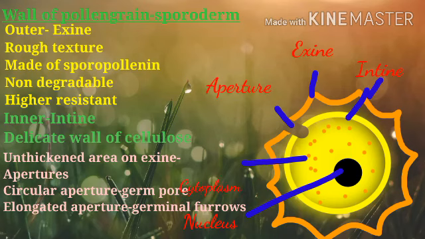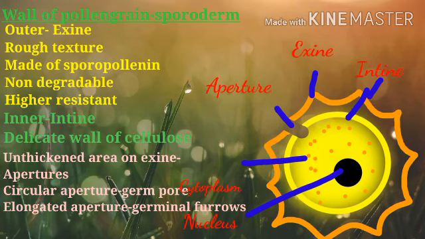Next, let us study the structure of pollen grain. Mature pollen grain has a double-walled structure. The wall of pollen grain is also called sporoderm. The outer wall is called exine or exospore. It's a tough, resistant wall composed of sporopollenin. The sporopollenin is actually a resistant polymer, and because of this sporopollenin they are non-degradable, and the exine wall is variously sculptured.